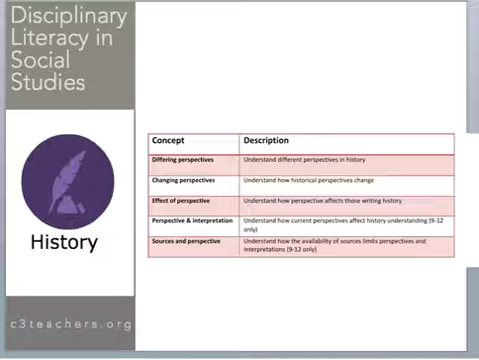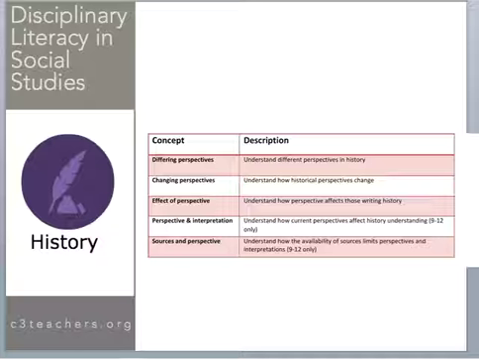There are 5 conceptual ideas about perspectives in history that are brought forward in this subsection. Differing perspectives is this idea that there are, in fact, different perspectives in history, and students need to understand that those different perspectives exist. Changing perspectives is a recognition by students that perspectives change over time. So the concept here is that students not only understand perspective and that it exists, but understand that perspective changes over time.